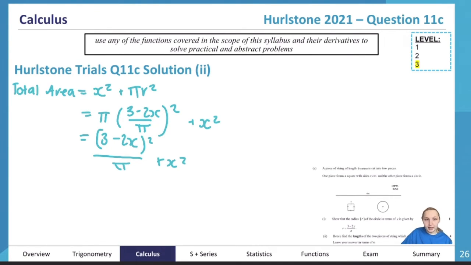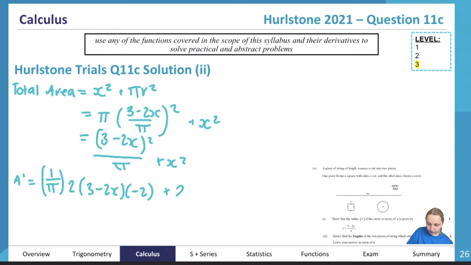Then what we want to do is differentiate our area, so find an A dash. In order to find that, we'll do 1 on pi, let me just put the brackets on that, and then 2 times 3 minus 2x times by minus 2, and then add your 2x onto that as well. Then from there, you're going to get negative 12 plus 8x plus 2 pi x all over pi.